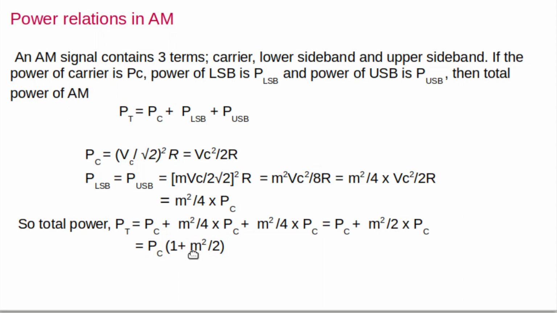Now what about the maximum power possible in an AM? We know the maximum possible value for modulation index in the case of AM is 1. So if we put 1 for M, it becomes 1 plus 1 by 2, or this term becomes 1.5. So PT equal to 1.5 PC. So the maximum possible power for an AM signal is 1.5 times the power of the carrier.